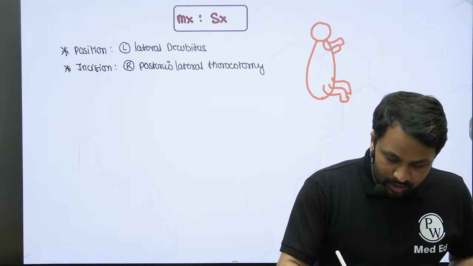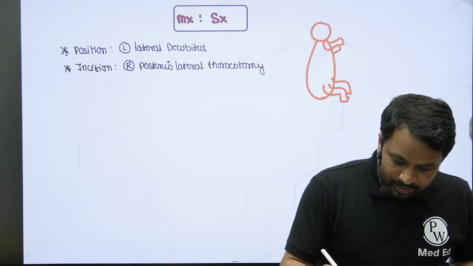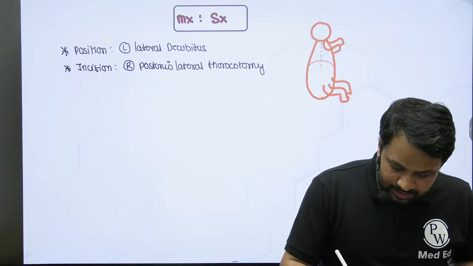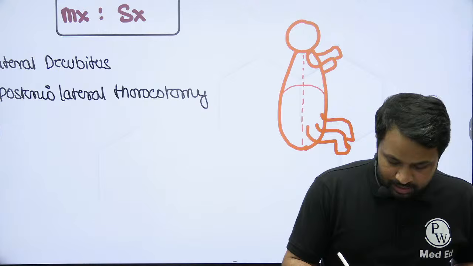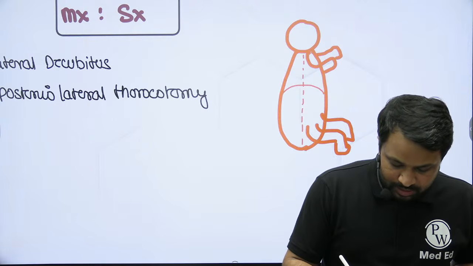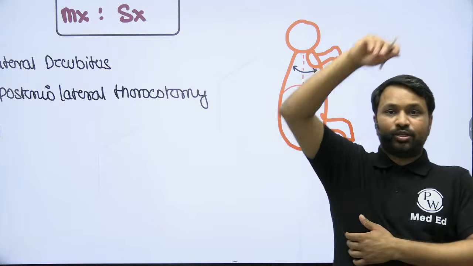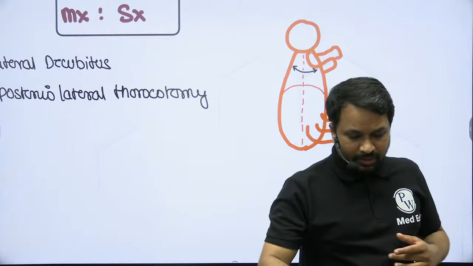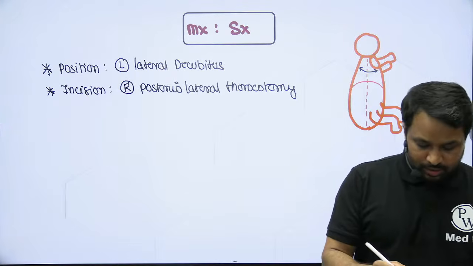ठीक है, अब आप बोलोगे पोस्टेरोलैटरल थोरकोटमी कौन सी है. मान लीजिए कि ये डायाफ्राम है बेबी का, ये मिड एक्सिलरी लाइन है, जस्ट फॉर द सेक ऑफ अंडरस्टैंडिंग. Posterior thoracotomy में the incision would be like this, ठीक है. So the incision would start like this. This is the incision. This is on the lateral side. तो यहाँ से यहाँ तक इस incision को बोलते हैं posterior lateral thoracotomy, ठीक है. तो position हो गया left lateral, incision हो गया right posterior lateral thoracotomy.